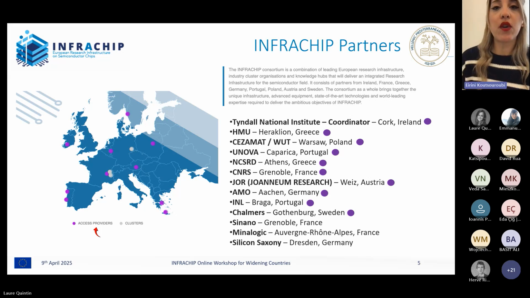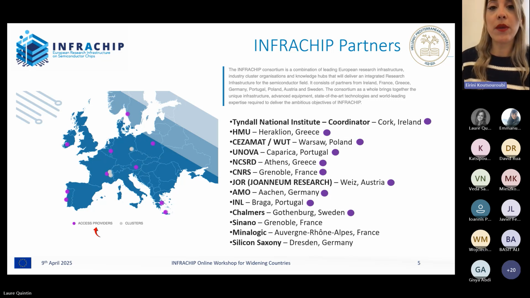So, the INFRACHIP consortium is a combination of leading European research infrastructures, industry cluster organizations, and knowledge hubs that will deliver an integrated research infrastructure for the semiconductor field. It consists of partners from Ireland, France, Greece, Germany, Portugal, Poland, Austria, and Sweden. And the consortium as a whole brings together the unique infrastructure, advanced equipment, state-of-the-art technologies, and world-leading expertise required to deliver the ambitious objectives of INFRACHIP. So as you can see here in the map, we have some purple dots, which are the access providers based in Europe. And all these are partners of INFRACHIP.